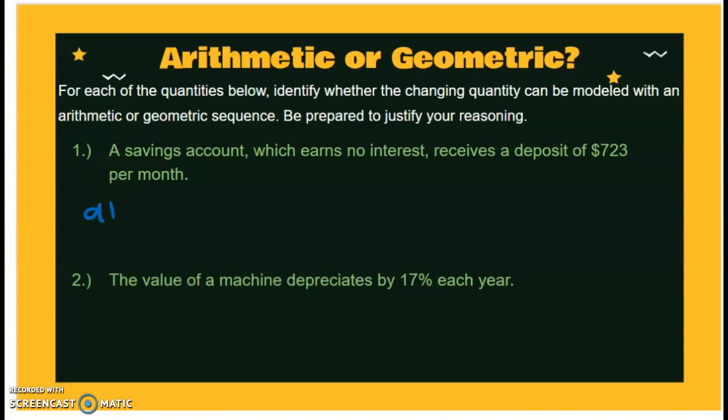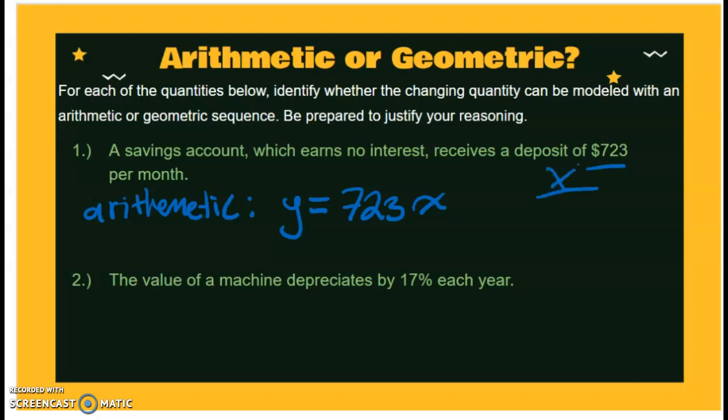So again, arithmetic sequence. Because look, I'm increasing $723 a month. If I wanted to prove that, you can write that. You can also say y equals 723x, which shows that it's going to increase each month $723. You could also draw a table out if you would like of the first couple months.